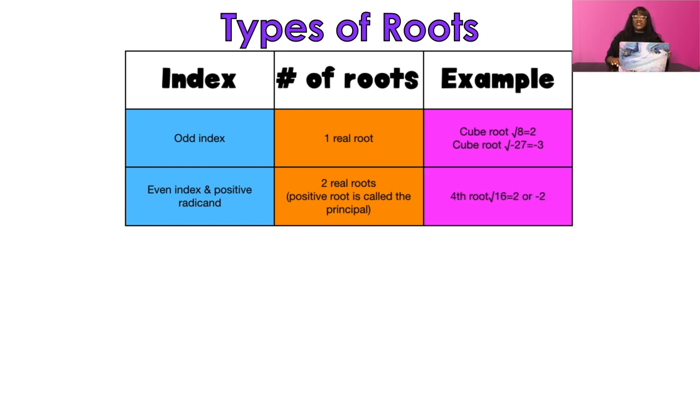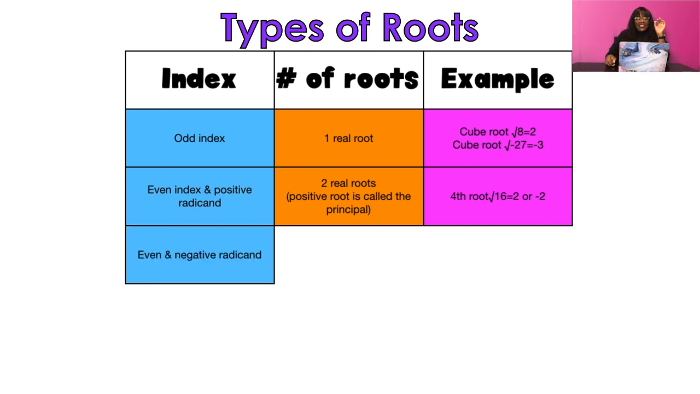Examples: the 4th root of 16 is 2 or it is negative 2. Both apply because when I do 2 times 2 times 2 times 2, I'm going to get positive 16. When I do negative 2, negative 2, negative 2, negative 2, I'm going to still get a positive 16 because all of those negatives cancel each other out.